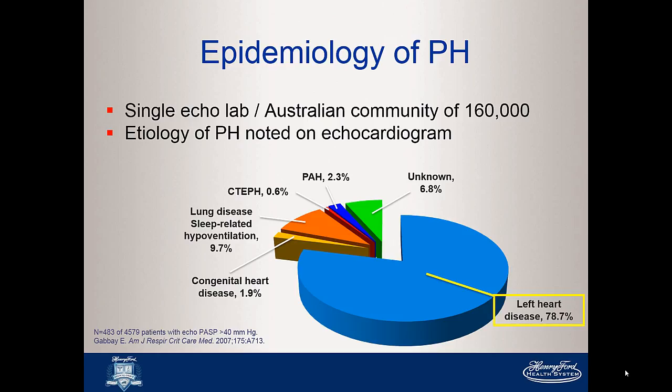Just to talk really quickly about the epidemiology of PH as a whole. This is a recent study from 2007, looking at echo data from an Australian community, 160,000 people. 4,500 of these people had echoes with a PA systolic pressure greater than 40. If we look at it as a whole, not surprising that left heart disease is the majority, but close to 10% of these people did have PH due to lung disease.